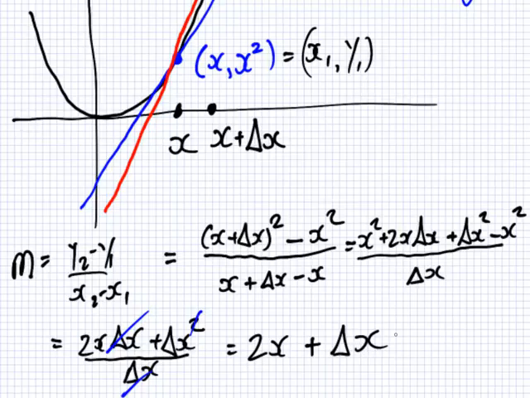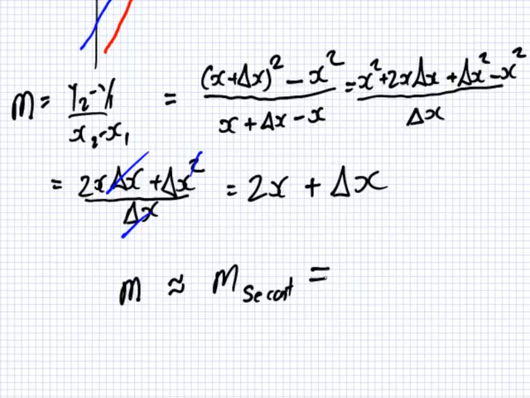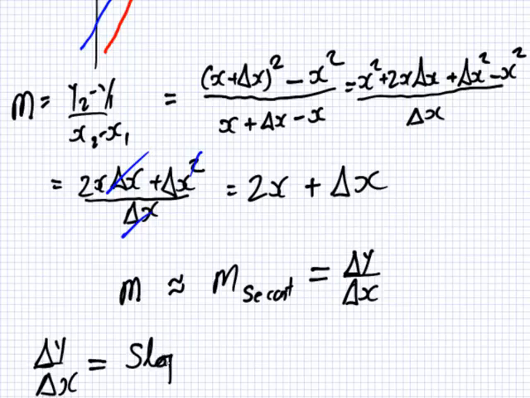So, just to be clear, m here means the slope of the tangent, doesn't it? But here it's not quite the tangent. What is it? It's a secant. It crosses twice. We really want the tangent, don't we? So what we can say here is that the slope of the tangent is roughly the slope of the secant. And we give that slope a special symbol. I call it delta y over delta x. So what I have here is that the slope of the secant is equal to 2x plus delta x.